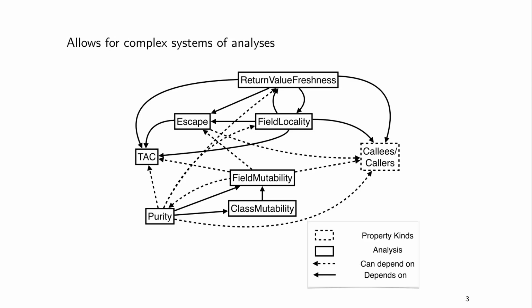This approach allows for complex systems of analyses with many interdependencies, such as in the example shown here. Analyses for purity, different kinds of mutability and escape information mutually depend on each other, as well as on a 3-address code intermediate representation and a call graph. Many of these dependencies are optional, based on what specific analysis module is used for each of the analyzed properties, enabling trade-offs in soundness, precision, and performance in a plug-and-play fashion.